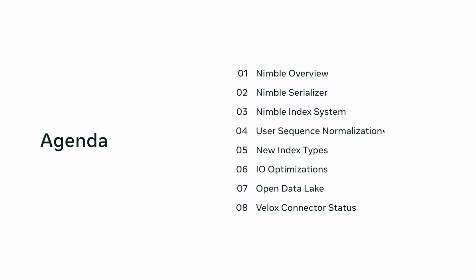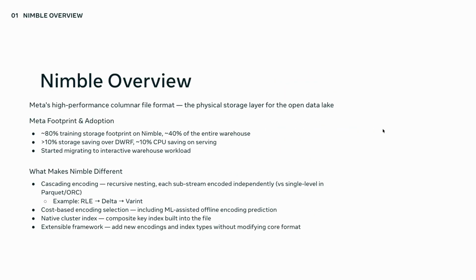So Nimble is the high-performance columnar file format built at Meta. Initially it was built for ML workloads, and currently we cover interactive workloads as well. Today, 80% of the training data and roughly 40% of the entire warehouse data is stored on Nimble. And we see roughly a 10% storage footprint reduction, and 10% CPU efficiency gain on the serving side and training side.